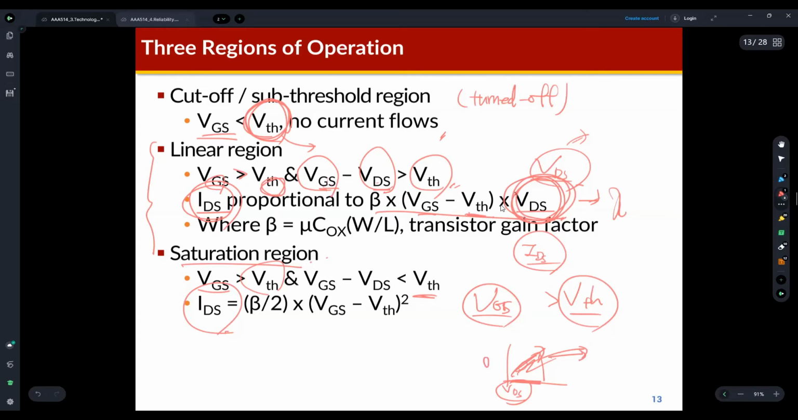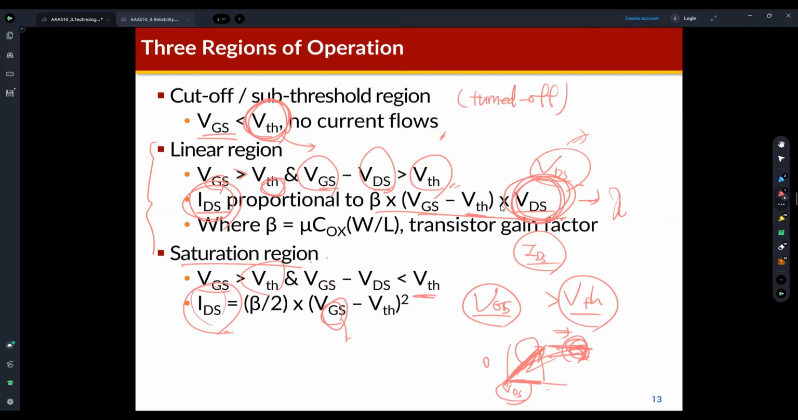Actually, analog design exploits this region. If we utilize this region, then we can make amplifiers, analog devices using the CMOS transistor. And the saturation region is not proportional to the VDS. It's proportional to the gate voltage level, but in the saturation region we cannot control this IDS using the VDS.